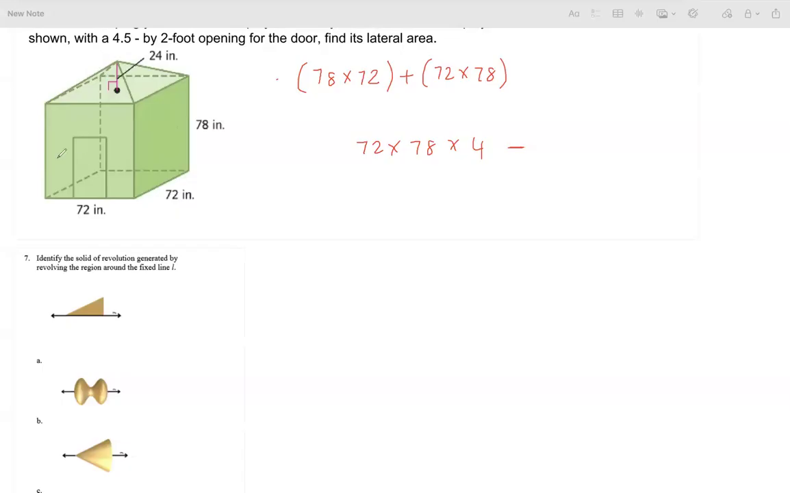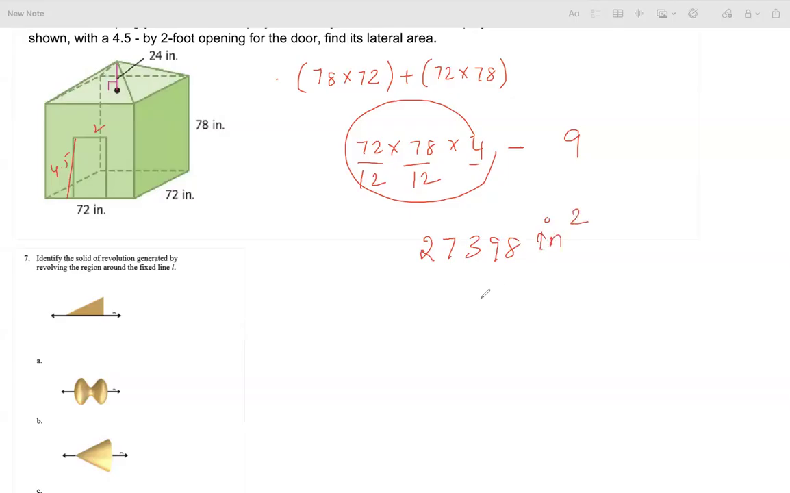But you need to subtract this. The 72 should be divided by 12, and then 2 divisions by 12 are there. So this is in feet square. And then this is 4.5 by 2, so 4.5 times 2 is 9. So that you're going to subtract from here. You'll end up with an answer that is around 27,398 inch square or 190 feet square.